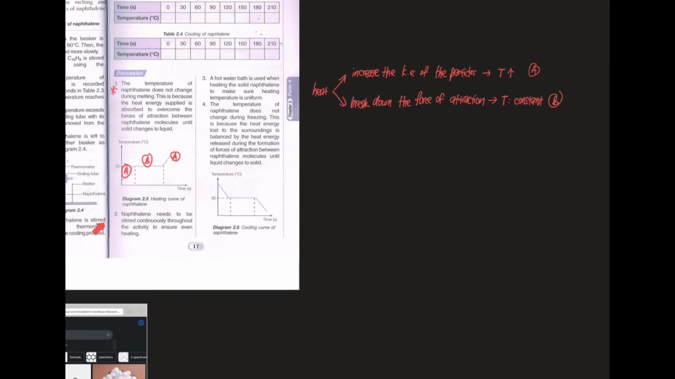Okay, let's continue first. Number 2, naphthalene needs to be stirred continuously throughout the activity to ensure even heating. So even heating means you have to heat up the naphthalene evenly. Evenly means must be balanced. So you stir so that the part which is hot can mix with the part which is cold. Imagine you are stirring the naphthalene. Maybe the side is very hot because of the water, and the middle of the naphthalene is maybe not that hot. You stir, then the middle part becomes the same temperature as the side. So that is what we call even heating.